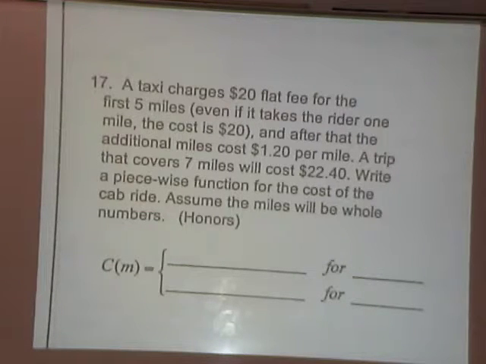7 minus 5 is 2, right? 2 times $1.20 is $2.40, plus the initial $20 just to open the door and sit down, right? Yeah. Write a piecewise function for the cost of the cab ride. Assume the miles will be whole numbers. And this is just for us.